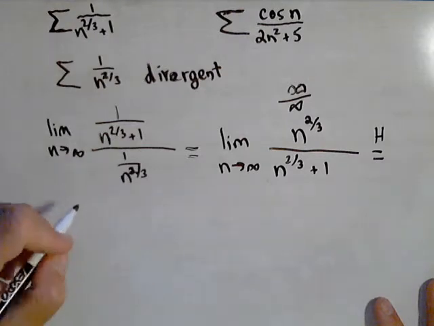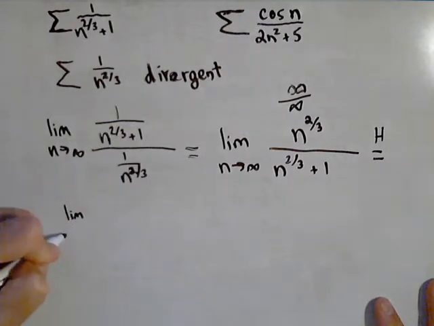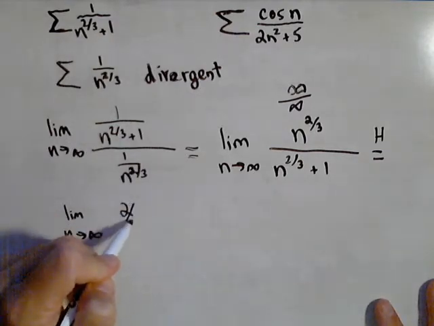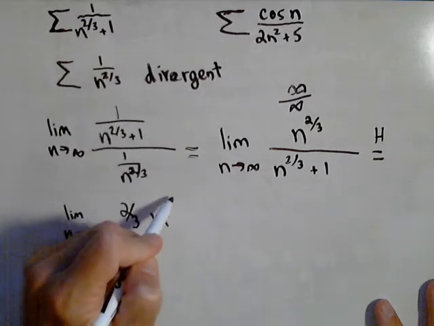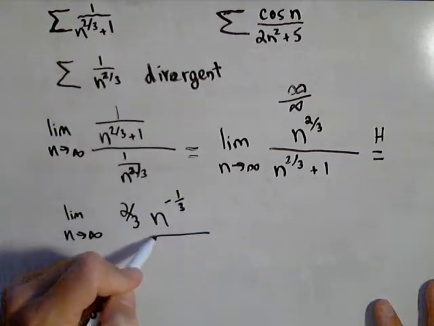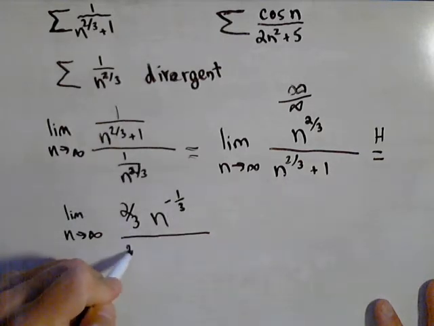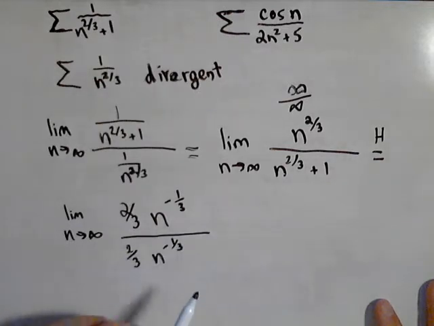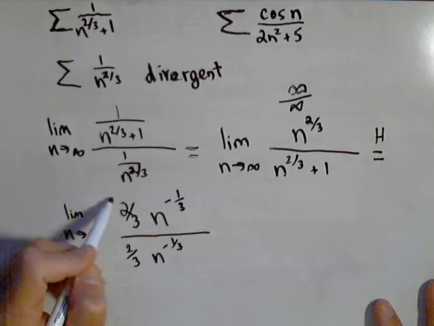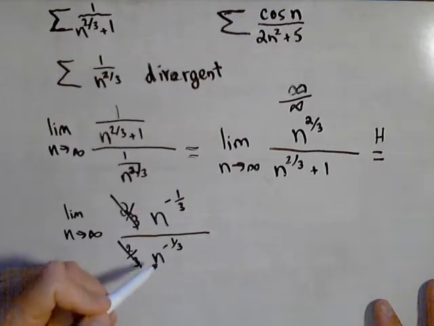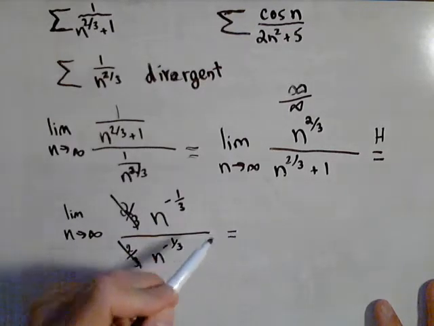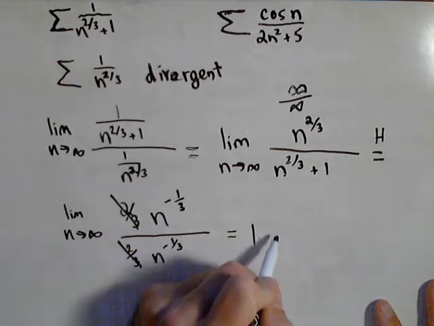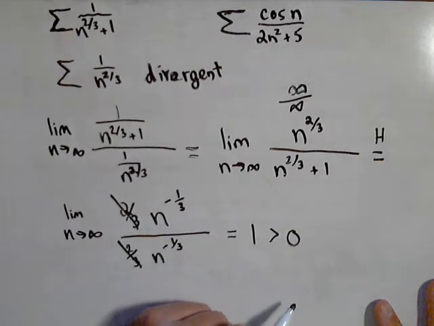L'Hopital's rule says take the derivative of the top and the bottom, recalculate your limit. So the limit as n goes to infinity, on top I have 2/3 n^(-1/3). On bottom, 2/3 n^(-1/3). Derivative of 1 is 0. Now we recalculate. Well, the 2/3 cancel. I have n^(-1/3) over n^(-1/3), which equals 1. The limit as n goes to infinity of 1 is just 1, which is clearly greater than 0. It is finite.